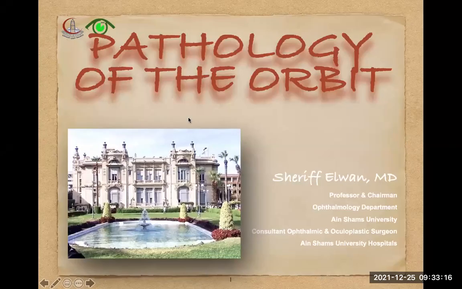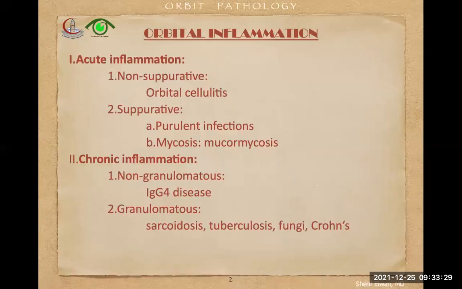So once again, pathology of the orbit is the lecture today as a part of the series on the ophthalmic pathology course. And orbital inflammation is classified into acute and chronic, just like the inflammation elsewhere in the whole of the human body. Acute inflammation is either non-suppurative or suppurative, and chronic inflammation is either non-granulomatous or granulomatous.